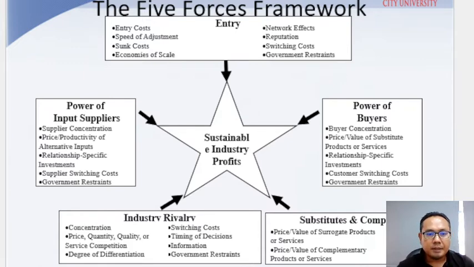And then the power of buyers can also affect industry profit, similar to the case of suppliers. Industry profit tends to be lower when customers or buyers have the power to negotiate favorable terms for the product or services produced in the industry.